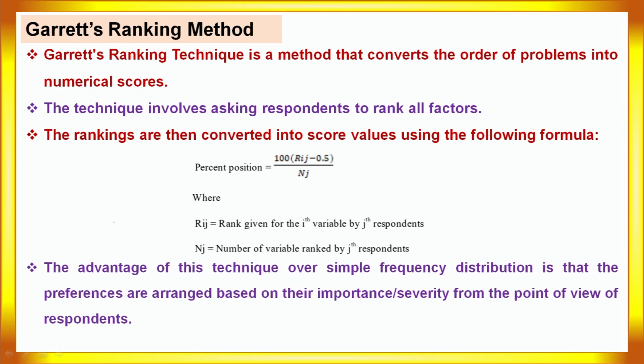There are a number of techniques which can help you convert your ranking data into more observable and interpretable quantitative values. One of the popular methods for doing that is the Garrett ranking method. This method converts the order of problems, or the order of preferences, into a numerical score. Then you can find out which is the most serious problem or which is the most important preference. So how is it done?